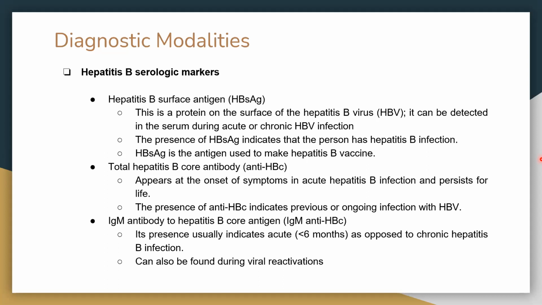Total hepatitis B core antibody appears at the onset of symptoms in acute hepatitis B infection and persists for life. The presence of anti-HBc indicates previous or ongoing infection with HBV. Next is your IgM antibody to hepatitis B core antigen. Its presence usually indicates acute infection, less than 6 months, as opposed to chronic hepatitis B infection. It can also be found during viral reactivations.